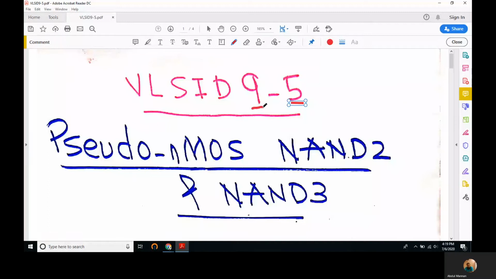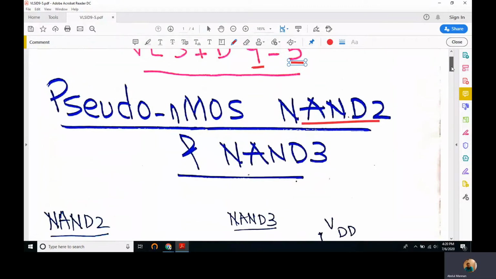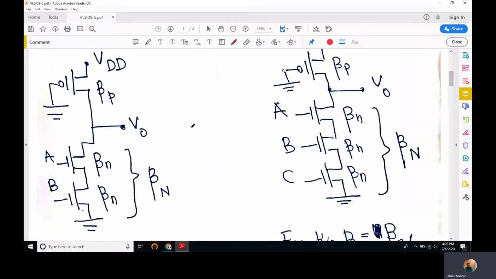Lecture from chapter number 9. We will continue studying pseudo nMOS logic, and we'll study relationships for VOL, relationships of VOL for NAND2 and NAND3 gates, right? So a NAND2 pseudo nMOS circuit can be drawn like this.